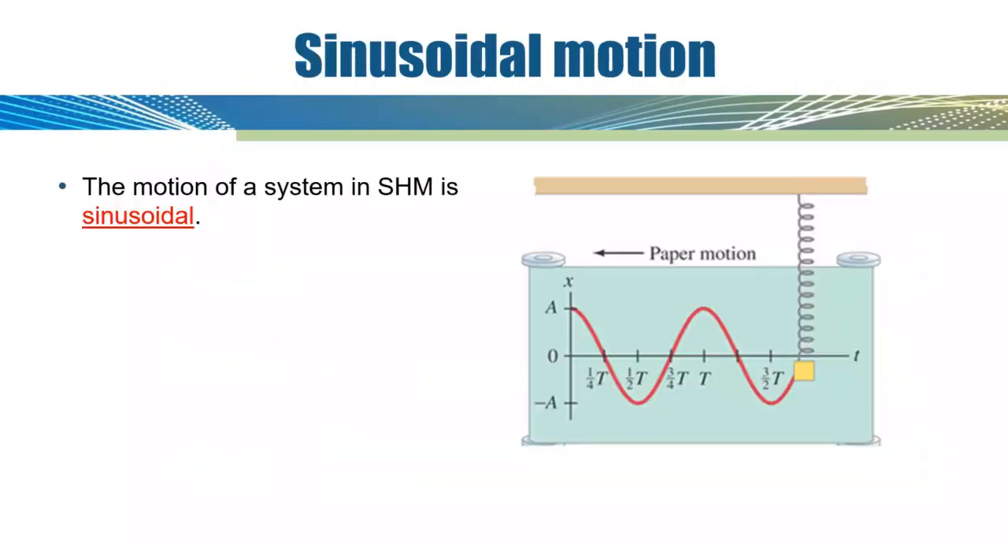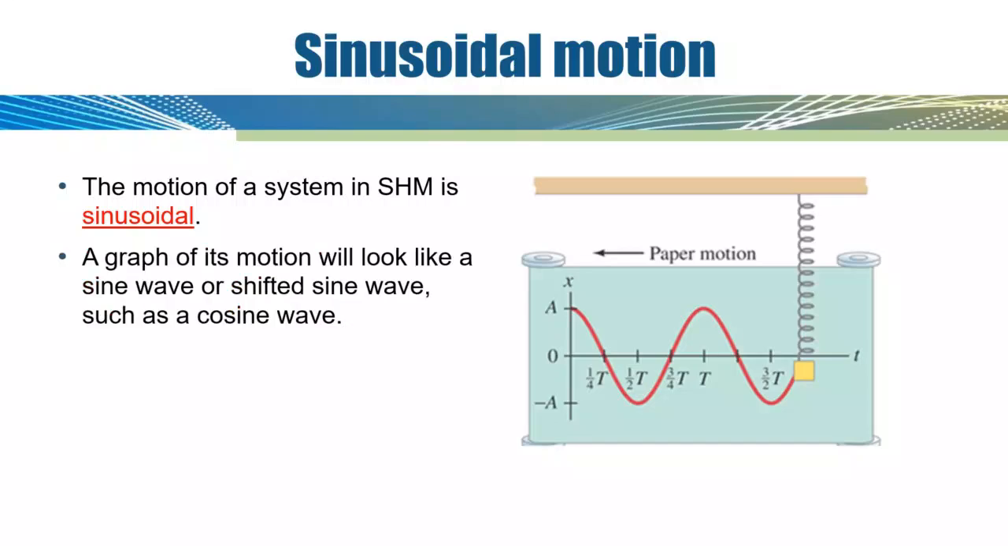The motion of a system in simple harmonic motion is sinusoidal. This means that a graph of its motion will look like a sine wave or a shifted sine wave, such as a cosine wave. This picture shows a mass spring system oscillating up and down vertically.